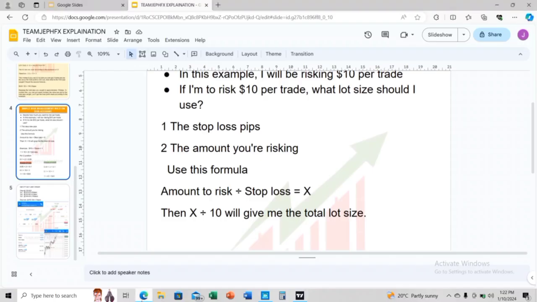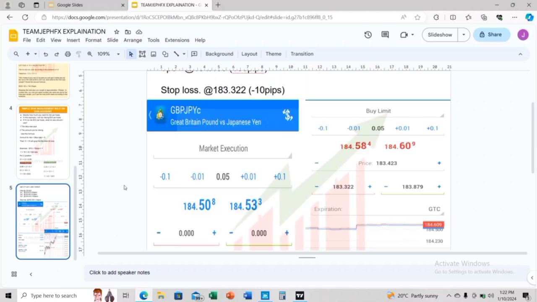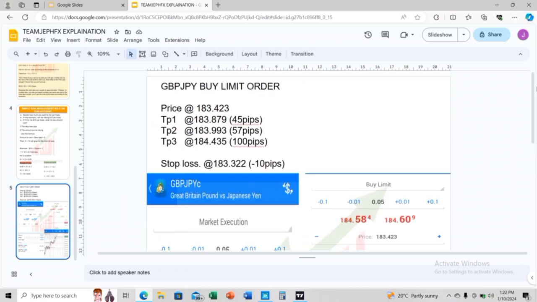Now let me go back to what I have written earlier. After writing it, what you wrote should be like this. You see it, GBP JPY buy limit order. The meaning of buy limit order, I've already explained in one of our videos. If you don't know it, you can go back to that screenshot, to that picture description, where I explained the different types of orders we have: market execution, buy limit, buy stop, sell limit, sell stop. I think that's it. So now this is the GBP JPY buy limit order.